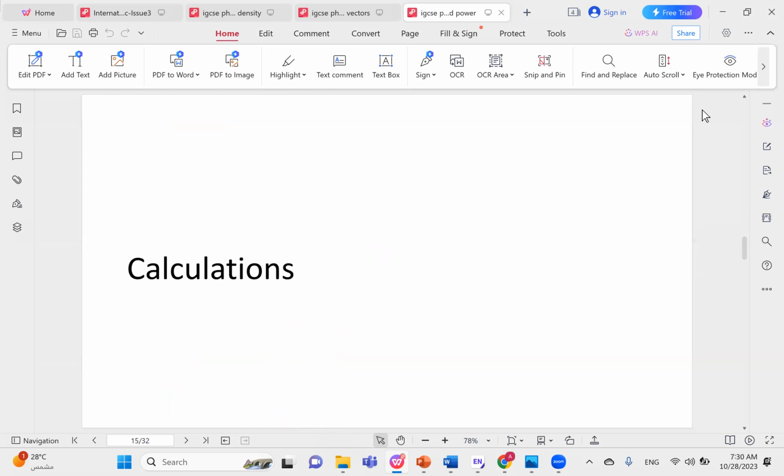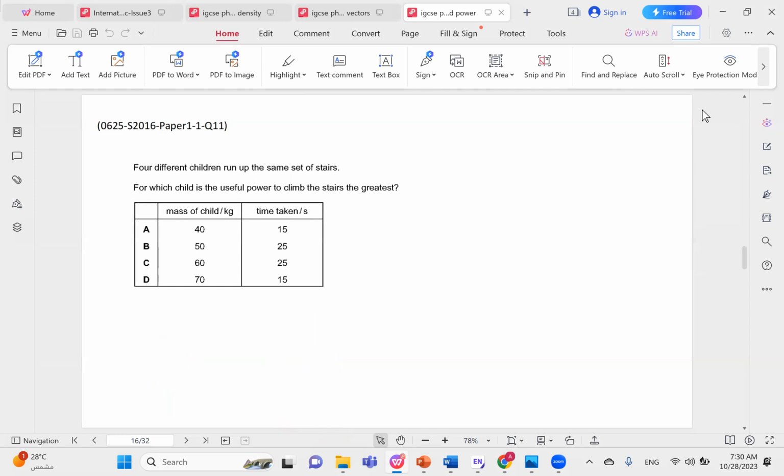Now we move on to questions that require some numerical calculations. 4 different children run up the same set of stairs. For which child is the useful power to climb the stairs the greatest? Right, so again, we said that power is equal to work over time. And this is equal to force times distance over time. And here the force is the weight, so that's mass times gravity times distance over time.